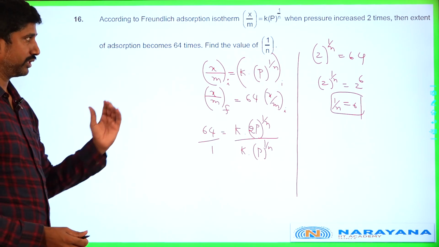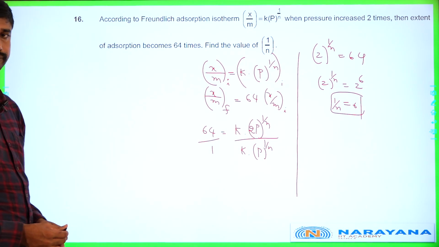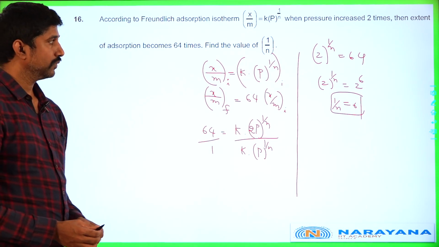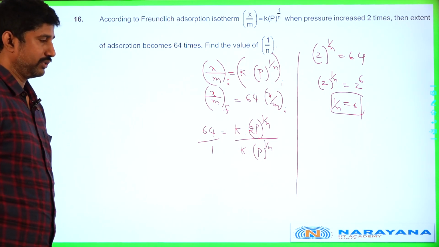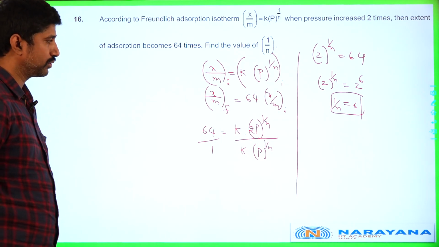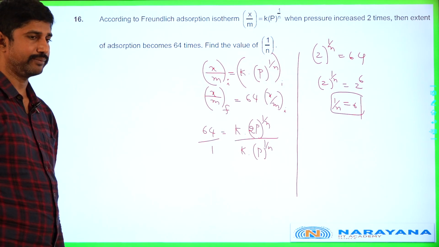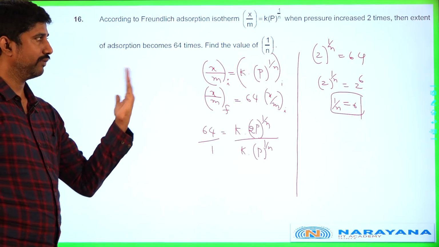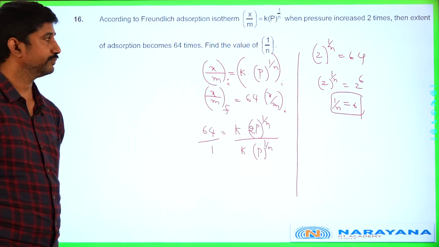So this is question number 16. Whenever pressure is doubled, how many times was the extent of adsorption increased? 64 times. So what might be the nearest value of 1 by n?